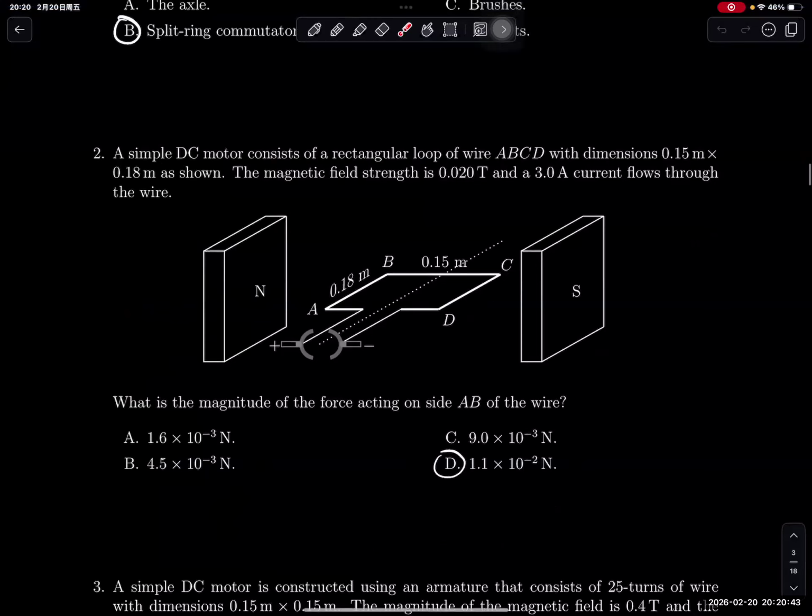Question 2, a simple DC motor consists of a rectangular loop of wire ABCD with dimensions 0.15 meters times 0.18 meters as shown. The magnetic field strength is this, and with this current flowing through the wire, you can simply use the motor effect F equals BIL to calculate the force.